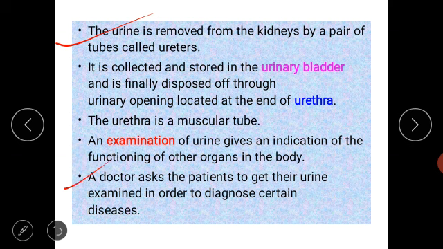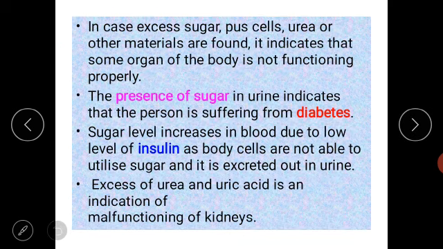A doctor asks the patient to get their urine examined in order to diagnose certain diseases. In case excess sugar, pus cells, urea or other materials are found, it indicates that some organ of the body is not functioning properly. If sugar is found in the urine, then we can identify that the pancreas is not producing a sufficient amount of insulin, and that is why the blood sugar is not controlled and it is coming in the urine.